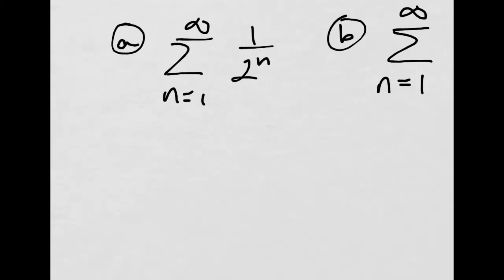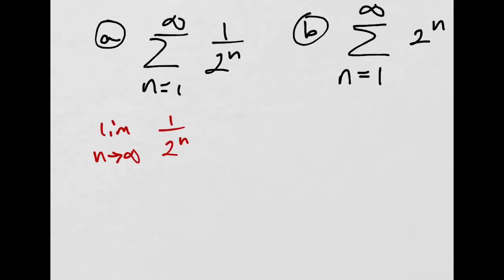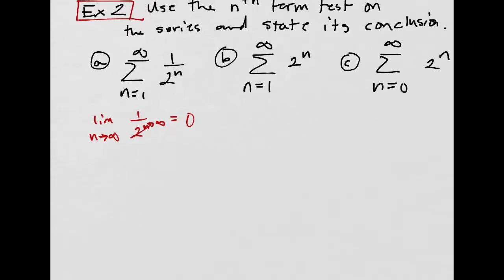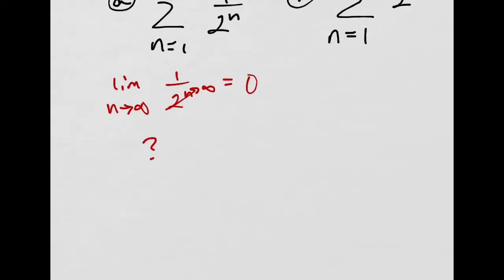All we have to do is take the limit as n approaches infinity of the sequence, which is 1 over 2n. Okay, and this goes to infinity, so this goes to 0. Right? The whole entire thing goes to 0. Now, remember, the nth term test for divergence says that if it doesn't go to 0, then we can conclude something. However, here, this does go to 0. It doesn't mean it necessarily converges. It just means we don't know.